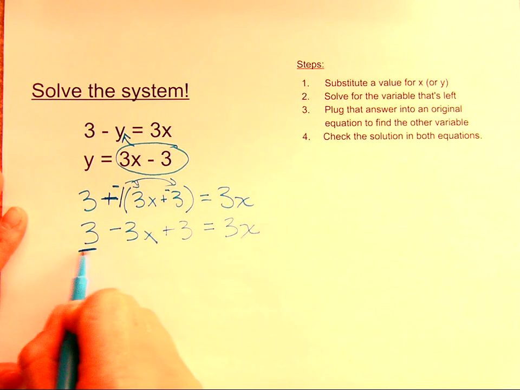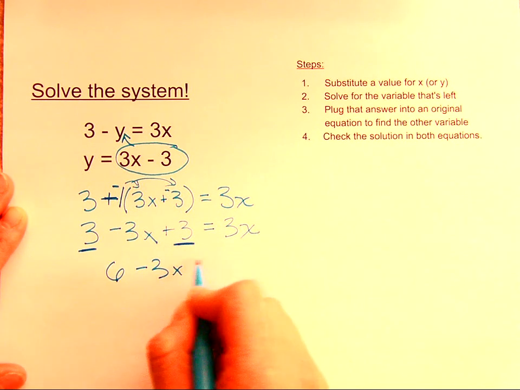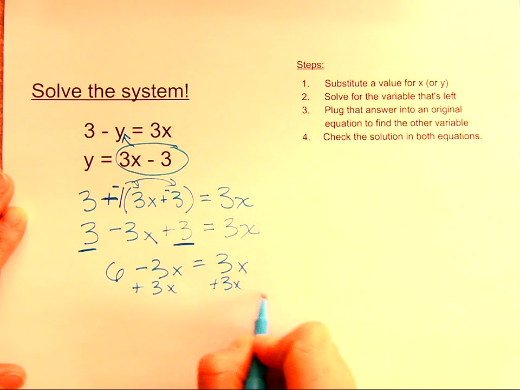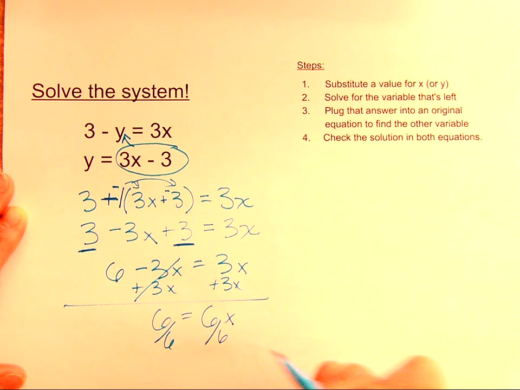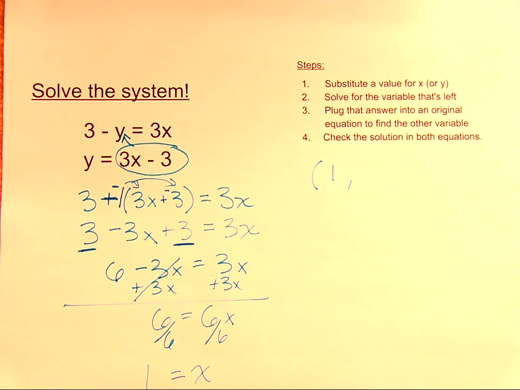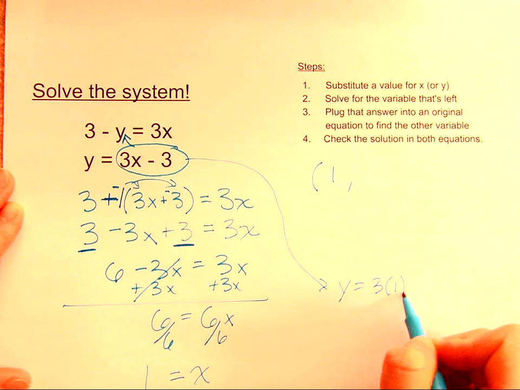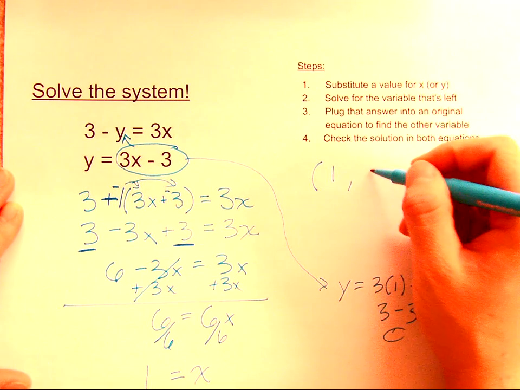We have like terms here. So we have 6 subtract 3x is equal to 3x. I'm going to add 3x here. 6 is equal to 6x. Divide by 6. X is equal to 1. So I got x is equal to 1. So plug that back in. I'm going to use this one. So y is equal to 3 times 1, subtract 3. So 3 subtract 3, that is 0.